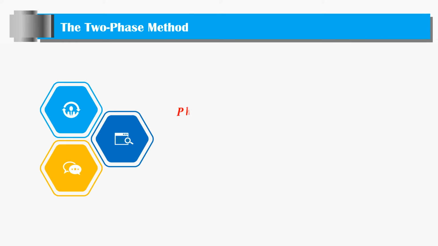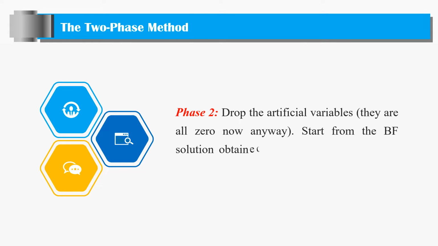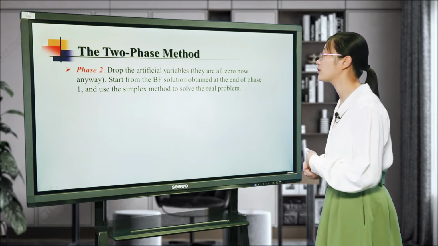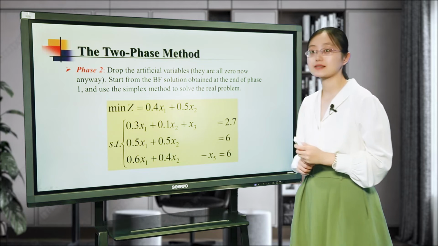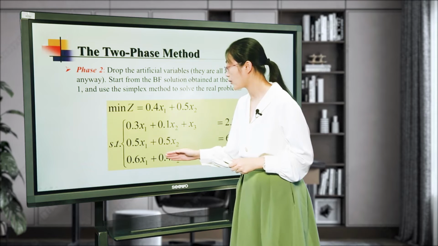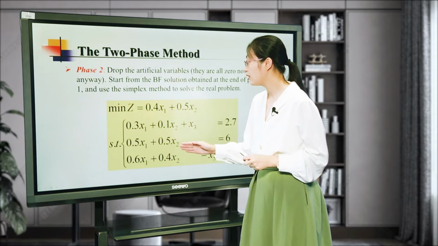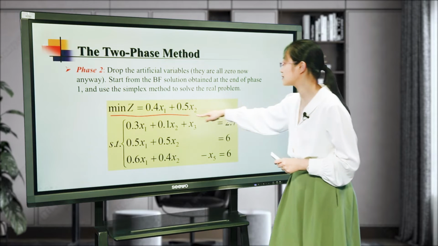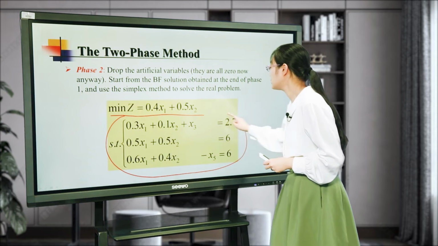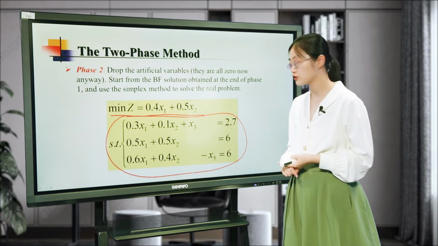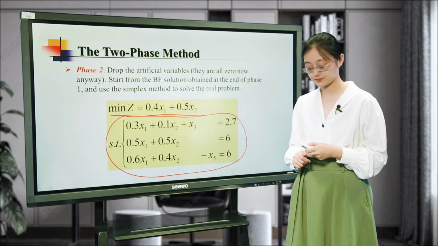And then in phase 2 of our simplex method, we would drop the artificial variables because now they're all zeros anyway, and start from the BF solution obtained at the end of phase 1 and use the simplex method to solve the real problem. So for example, in our running example, we just need to minimize our original objective function with all the constraints. And note that in these constraints, we dropped our artificial variables x4 and x6.